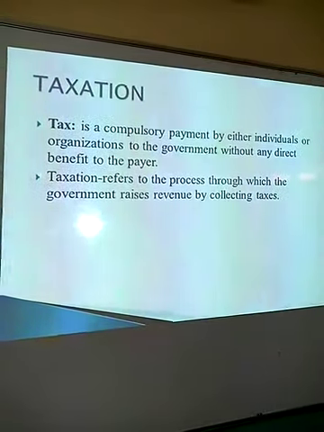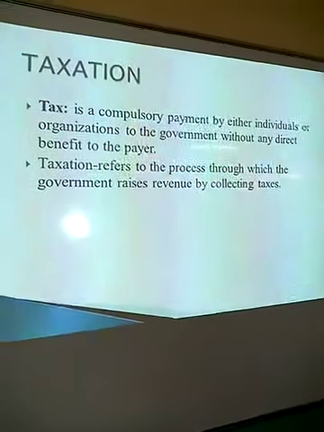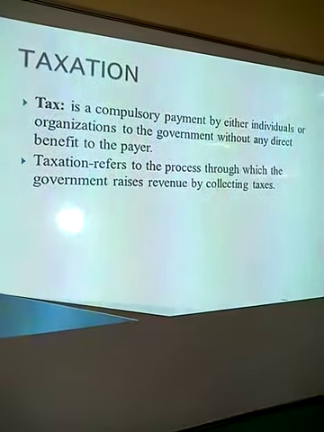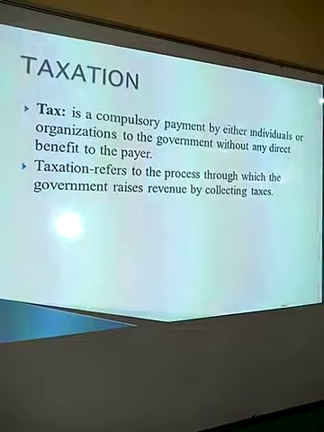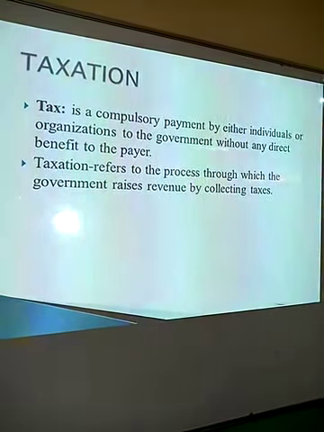Then the word taxation, we refer to the process through which the government raises revenue by collecting the very taxes that we're talking about. So taxation is a process of collecting the tax.